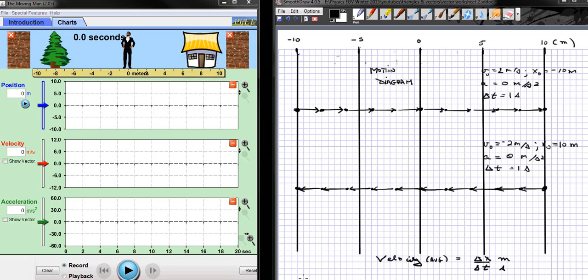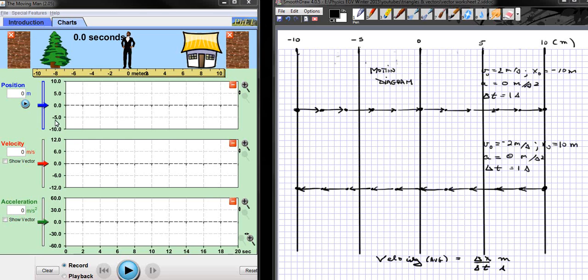So let's take this motion diagram that we just generated for two possible motions. The first one, this upper one, the man started at -10 and moved with a velocity of +2 meters per second and an acceleration of 0, and we did a motion diagram with the delta t of 1 second. And the second one is with the man on the right side at +10 and with a velocity of -10 meters per second. And again, the acceleration is 0 and the same delta t.